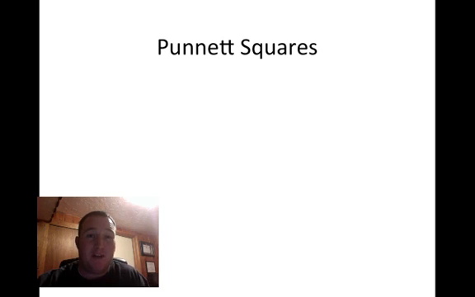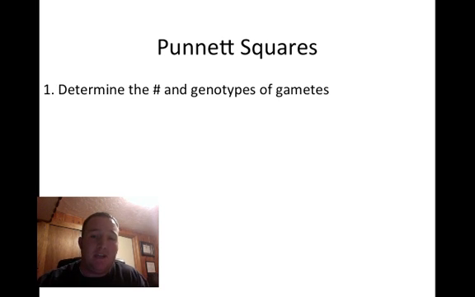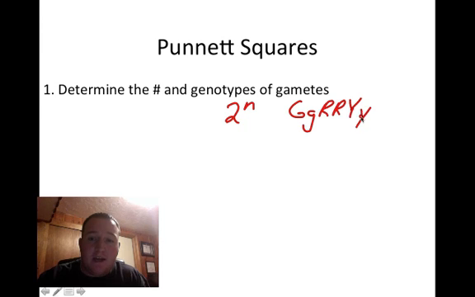So today we're going to talk about Punnett squares and how we can use them to solve genetic problems. I'm going to give you four rules that we'll follow throughout. The first one is you need to figure out how many gametes there are and what the genotypes of the gametes are going to be. We use the equation we talked about earlier, 2 to the nth power, where n is the number of heterozygote traits. So if you had the alleles big G, little g, big R, big Y, little y, we would have 2 heterozygote traits, so we'd have 2 to the second, or 4 possibilities.